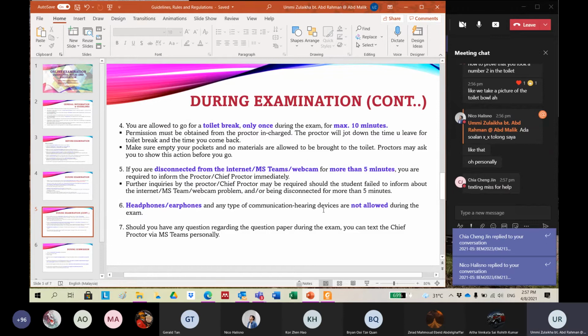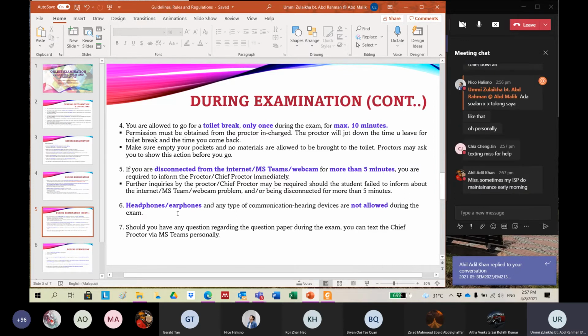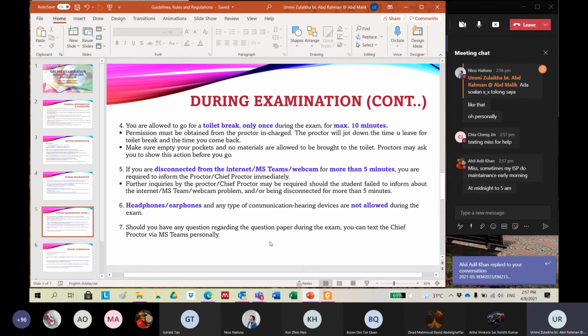Let's say if you don't understand, I can still help you, Miss, this one, but don't ask me, Miss, what is the answer for this one. All right, so here, headphones, earphones, or any type of communication hearing devices are not allowed during the exam. Not allowed. So if you're wearing headphones, remove them.